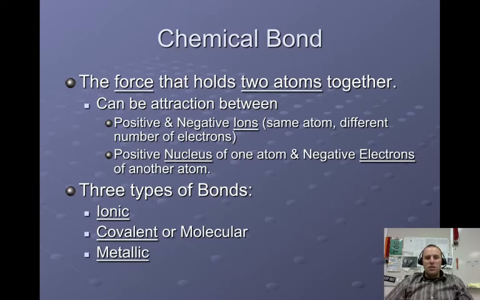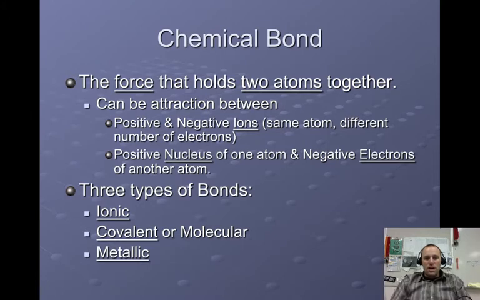It could be an attraction between positive and negative ions, which, remember, an ion is the same element with a different number of electrons, or it could be an attraction between the nucleus of one atom and the electrons of another atom. Again, we're still looking at positive and negative, because opposites attract, and the different ways the electrons are moving basically create three different types of bonds. So it all comes down to how the electrons are responding, and we'll see this over the next couple of lectures.